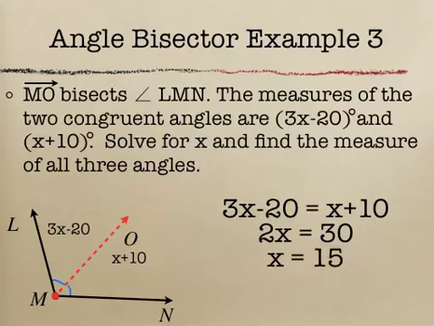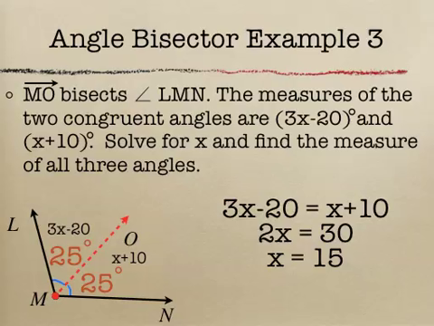They ask us to solve for x, but they also ask us to find the measure of all three angles. So we need to plug x back in for both 3x minus 20 and x plus 10. This will be a good way to check our answer because we know that they should be congruent, so they should equal the same thing. So when you plug in 15 to 3x minus 20, you get 25. And when you plug in 15 to x plus 10, you also get 25.